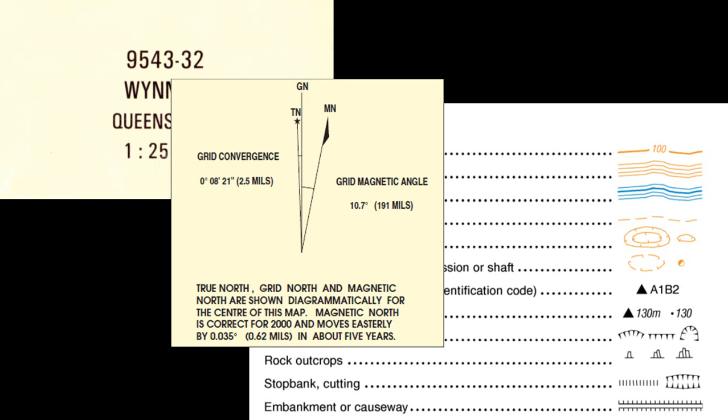You'll also see a pointer showing the locations of true north, grid north and magnetic north. I've talked about this in a previous video which I'll link down below, but understand this feature of the map is important if you're measuring direction with a compass and then drawing that direction on your map.